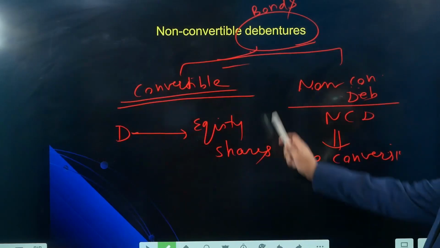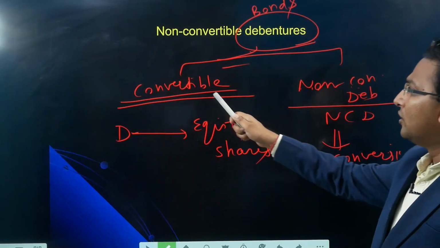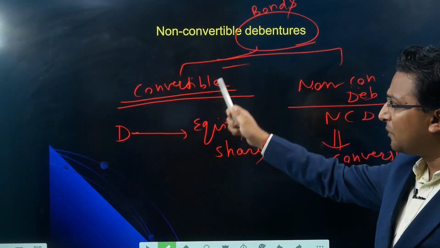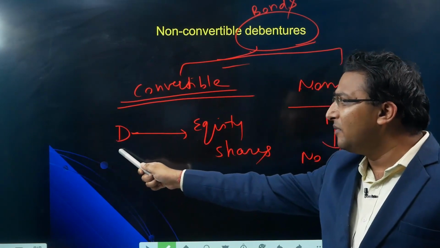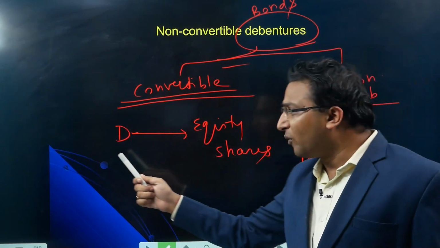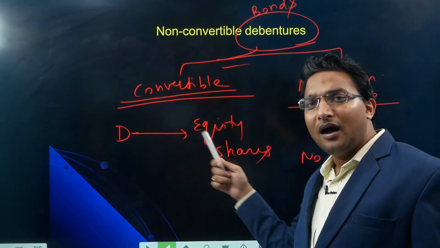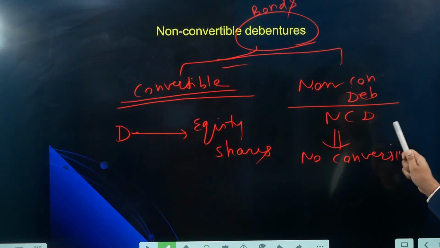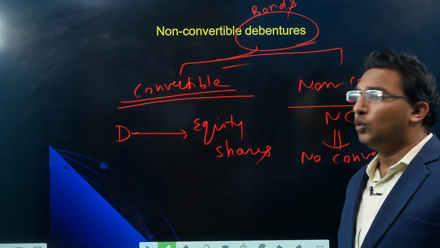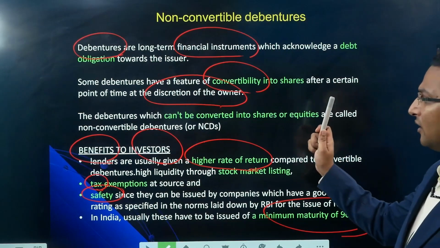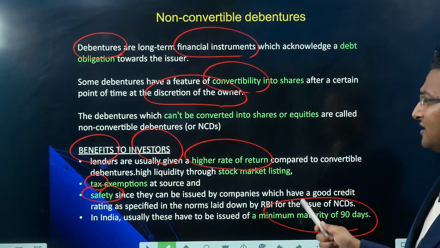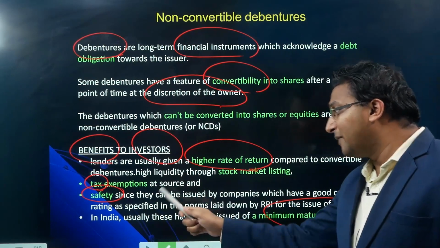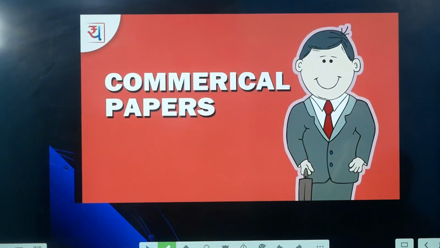Then we have non-convertible debenture. So debentures are just like bonds only. Debentures can be either convertible, that means after some time the debenture will be converted into equity shares, so from the loan giver, they can become the owner of the company. Non-convertible debenture means those debentures which have no condition to be converted. The benefit of non-convertible debenture is that they get higher rate of interest, they have tax exemption, they are much more safe, and minimum maturity period is 90 days.